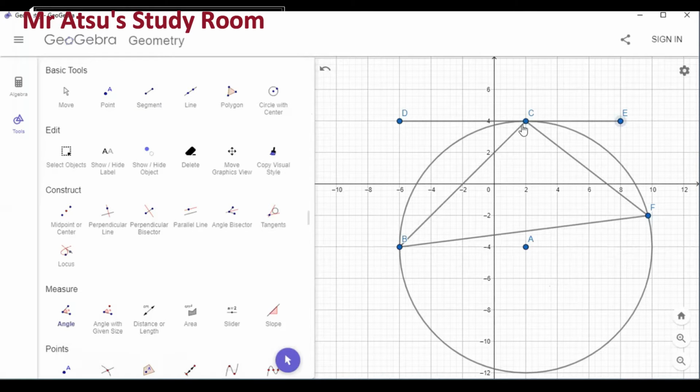Now let's go ahead and measure angle ECF. So angle ECF is equal to 37.8, and then angle CBF is also 37.8, which is a proof of this theorem.